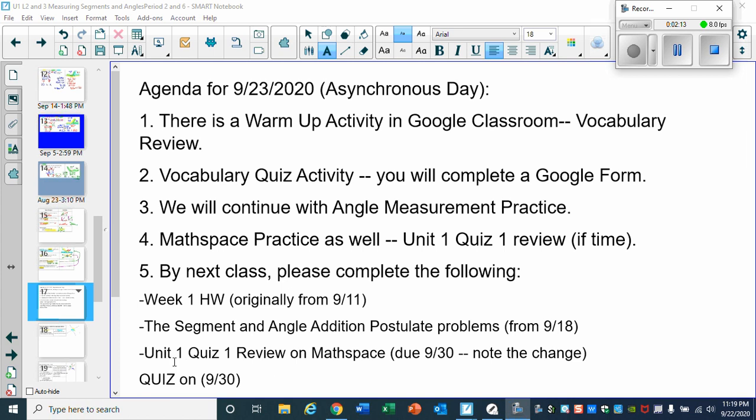And then there's also Unit 1 Quiz 1, Review on Math Space, but now it's going to be postponed until the 30th. And you will have a quiz on the 30th of basically everything we've been doing the past week and a half. The only exception might be midpoint formula and distance formula, which we'll talk about down the road. We might deal with it on Friday. If not, we'll start that probably the following week after your quiz.